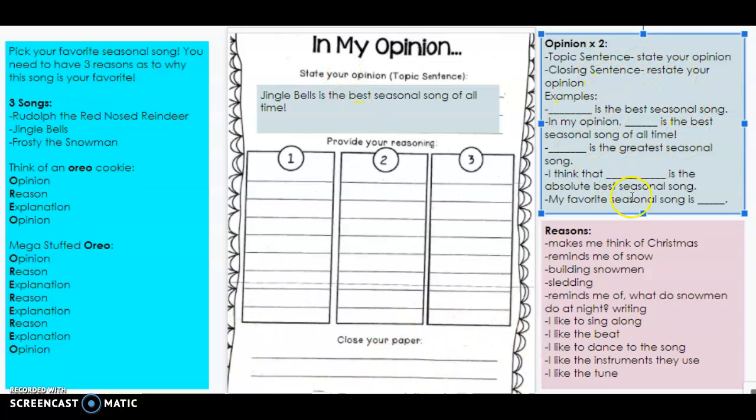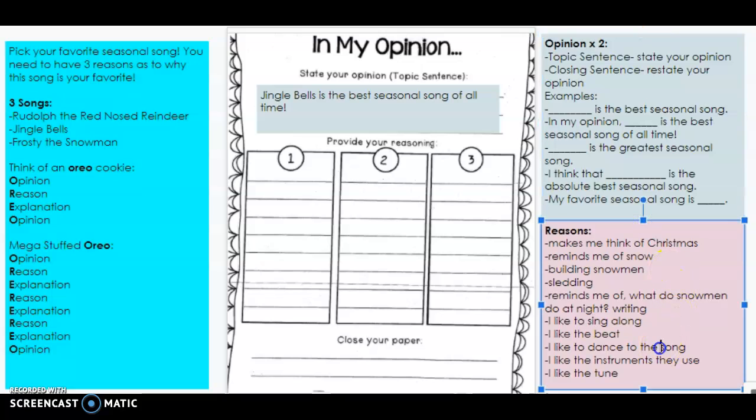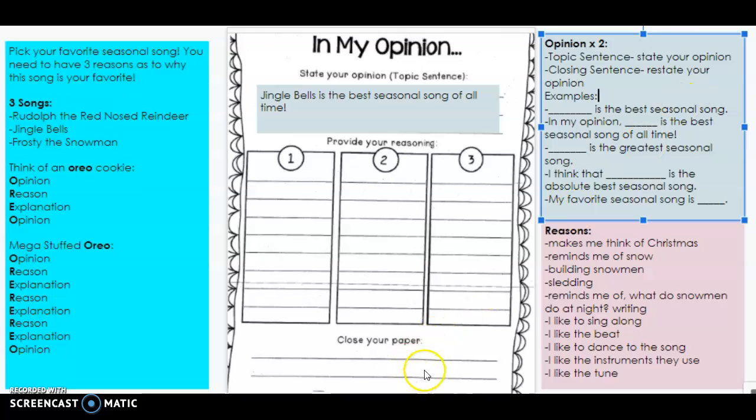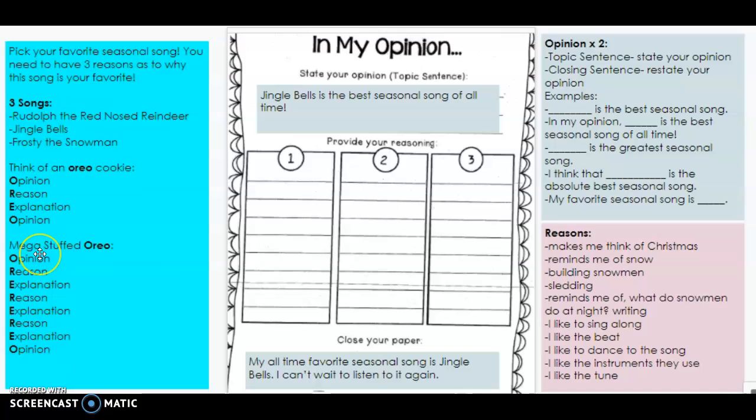And then I will have a similar or different one of these. It's going to be very similar, but it could be a different choice from over here, a sentence to close your paper. So I'm going to go ahead and write my closing sentence here just so that I know that I have my topic and my closing sentences figured out, and they're both my O's. So down here I wrote, my all-time favorite seasonal song is Jingle Bells. I can't wait to listen to it again.